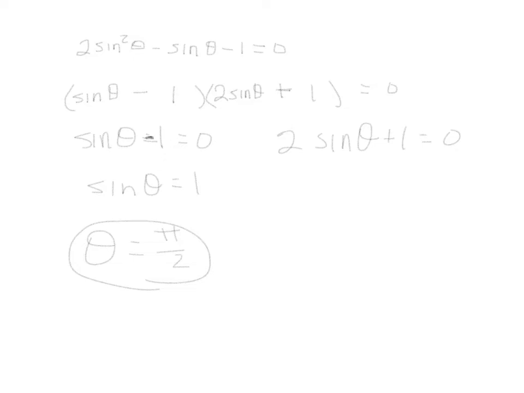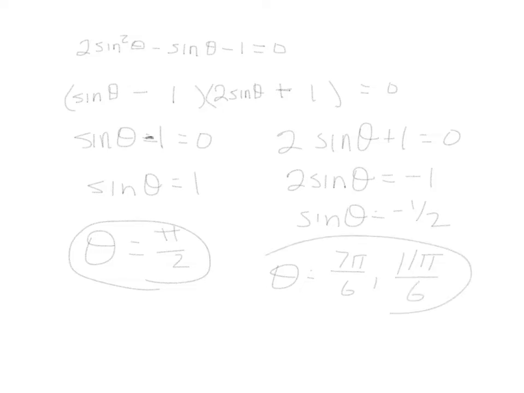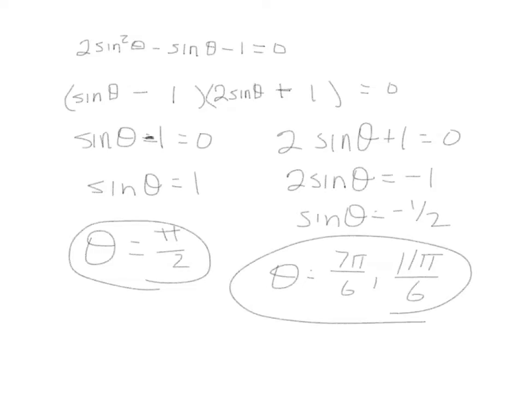Let's solve the other one. We need to move our plus 1 to the right side, so 2 sine theta equals negative 1. Let's divide by 2. Sine theta equals negative 1/2. On the unit circle, where does this happen? Where is sine negative 1/2? It happens 2 places. It'll happen at 7 pi over 6 and 11 pi over 6. Those would be the 2 answers for that. So this particular problem actually ends up with 3 answers in one revolution around the circle.